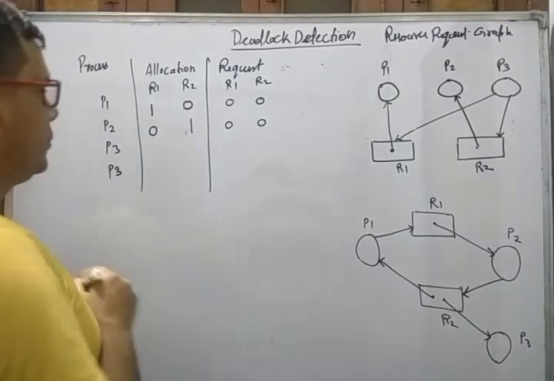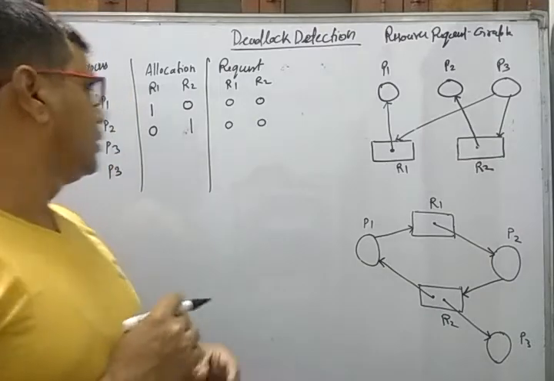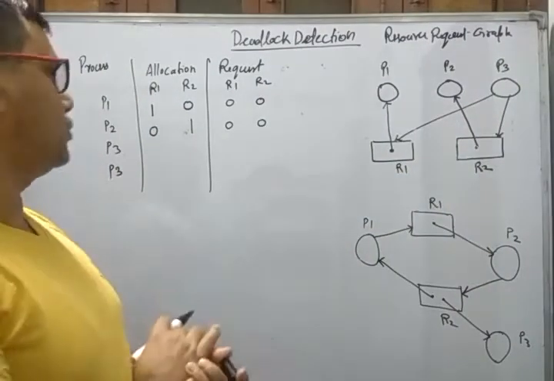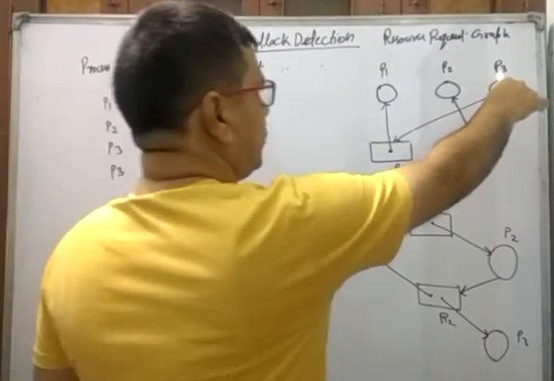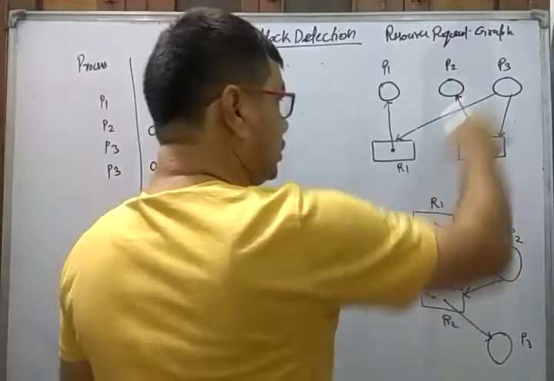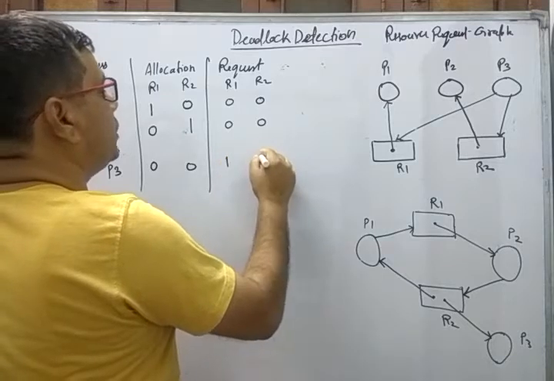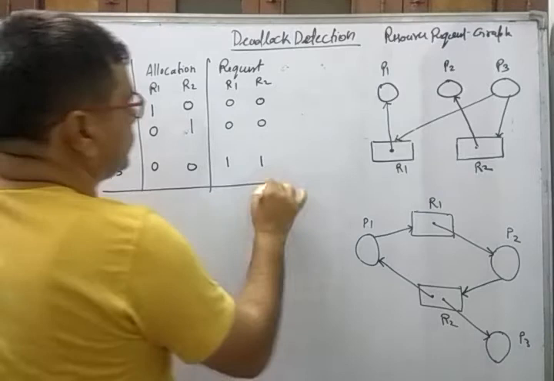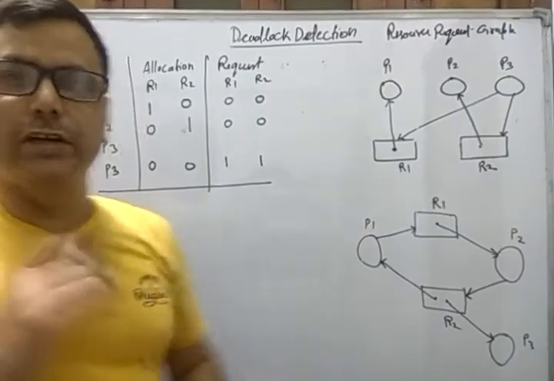Now again, look here, process P3. Process P3 is not assigned any resource, but it is requesting two resources, R1 and R2. Requesting two resources, R1 and R2. And now test the availability.